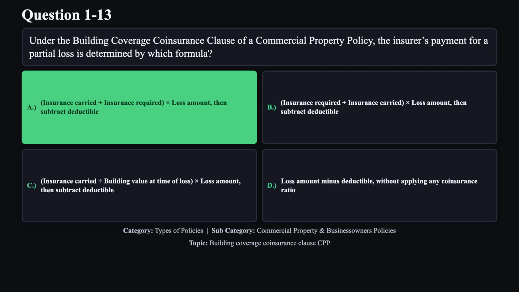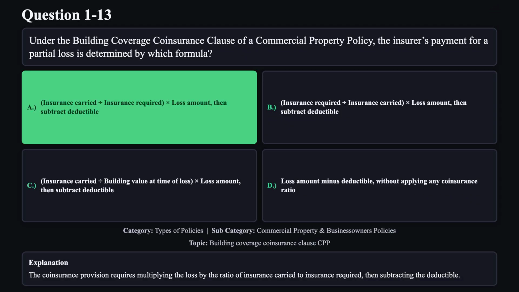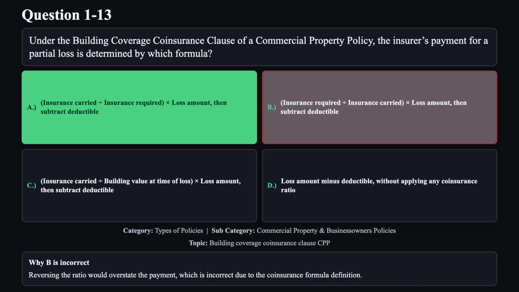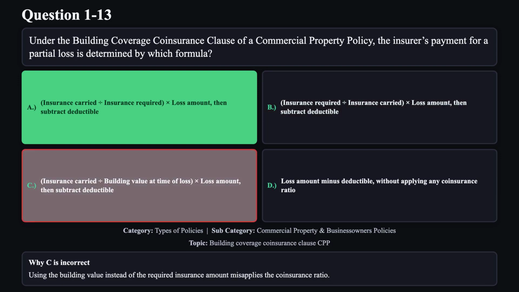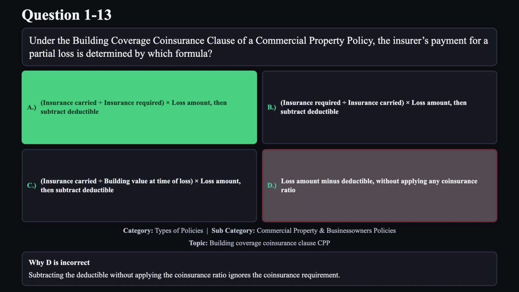The correct answer is A. The coinsurance provision requires multiplying the loss by the ratio of insurance carried to insurance required, then subtracting the deductible. Reason B is not correct. Reversing the ratio would overstate the payment, which is incorrect due to the coinsurance formula definition. Reason C is not correct. Using the building value instead of the required insurance amount misapplies the coinsurance ratio. Reason D is not correct. Subtracting the deductible without applying the coinsurance ratio ignores the coinsurance requirement.